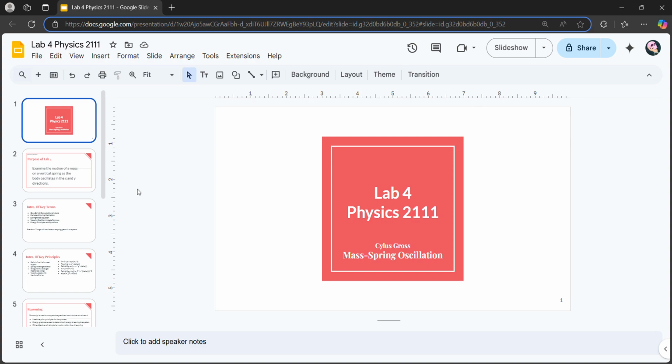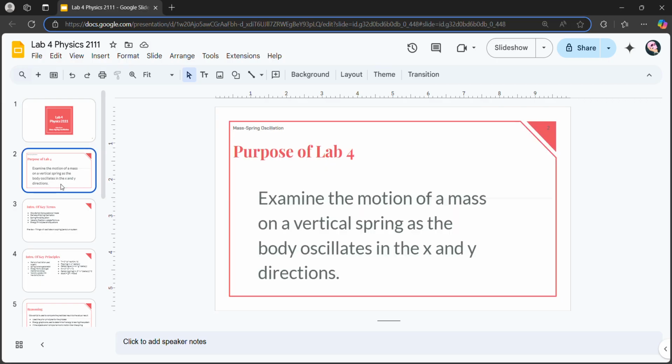Hello everyone, this is Lab 4. We're looking at a mass spring oscillation. The purpose of Lab 4 was to examine the motion of a mass on a vertical spring as the body oscillates in the x and y directions.